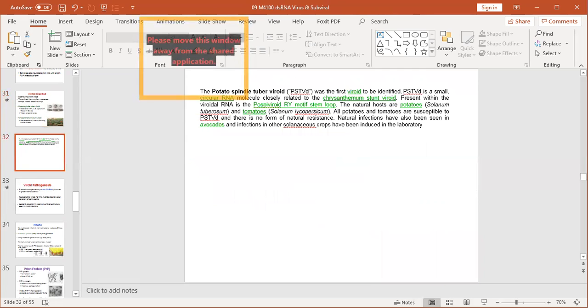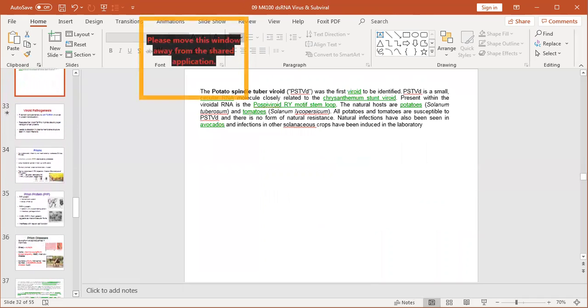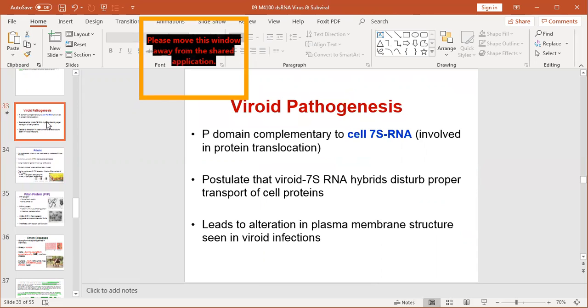Slide number 32 talks about the potato spindle tuber viroid. Please take a look at it. Slide number 33 talks about viroid pathogenesis. How does a viroid cause damage?